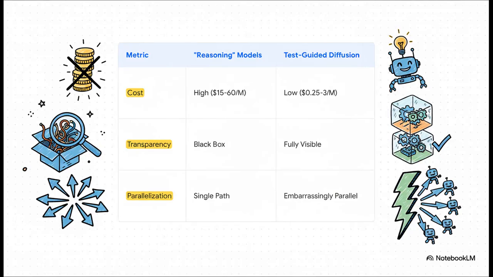Just look at the tale of the tape here. The big, powerful reasoning models are incredibly expensive. We're talking $15 to $60 per million tokens. They work like a mysterious black box on a single track. The diffusion approach? It uses much, much cheaper models. You can see every single step of the process, and it's embarrassingly parallel, which just means you can run dozens, even hundreds of attempts all at the same time for pennies.